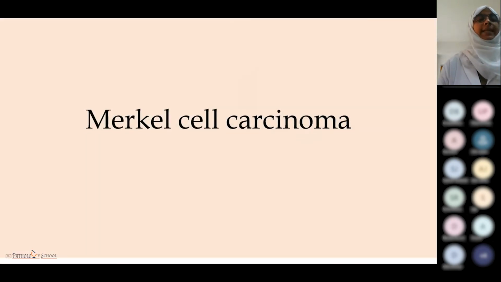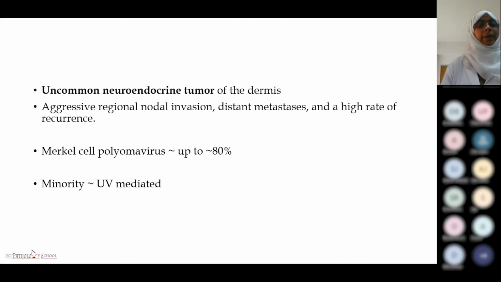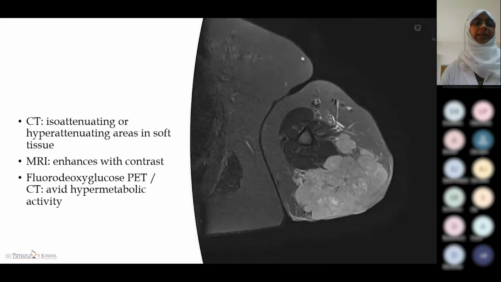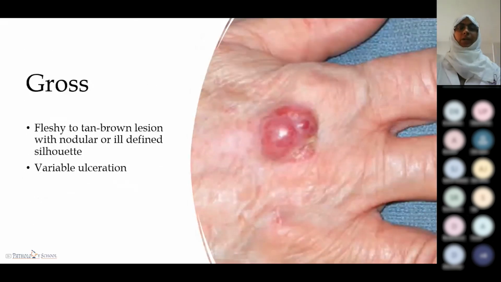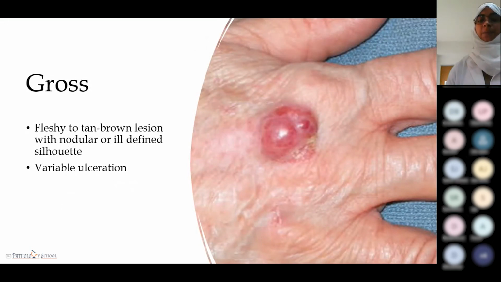Now comes Merkel cell carcinoma, which is an uncommon neuroendocrine tumor of the dermis. This is an aggressive tumor caused by Merkel cell polyomavirus. Up to 80% of Merkel cell carcinoma patients have this cause, and a minority of them are due to ultraviolet radiation. When you look at them grossly, they are hypoattenuating masses on imaging, and on gross a fleshy to tan-brown lesion with a nodular or ill-defined silhouette. They have variable ulceration.